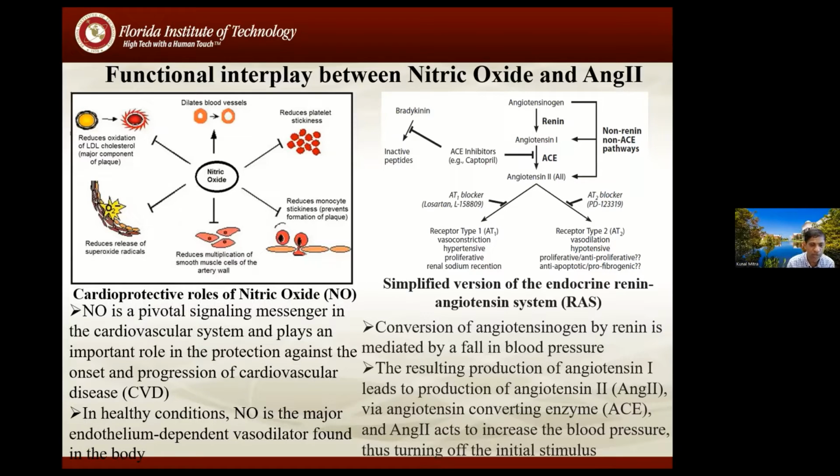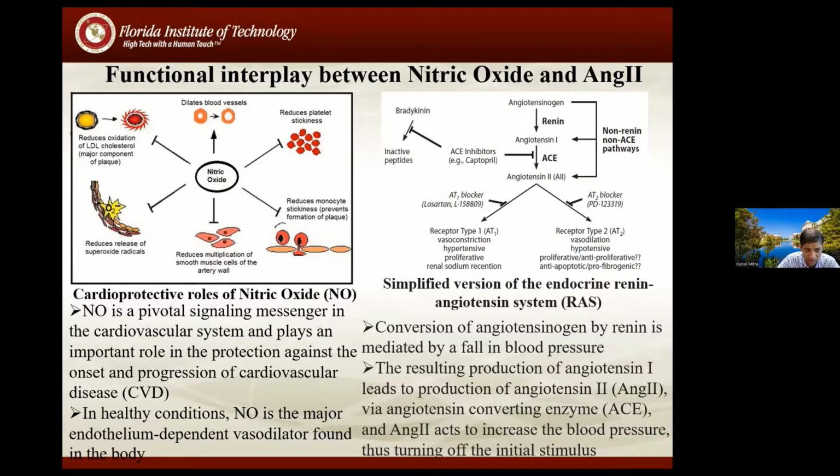So the conversion of angiotensinogen by renin results in a fall in blood pressure, and that will result in the production of angiotensin 1 that leads to angiotensin 2, via the angiotensin converting enzyme, and that is going to result in an increase in blood pressure, and that turns off the initial stimulus, and you can get cardiovascular disease. And then, of course, people are looking into the different blockers of the angiotensin 1 and 2 receptors. You can see here, these are the ones you want to develop, these receptor blockers that can prevent the onset of cardiovascular disease.